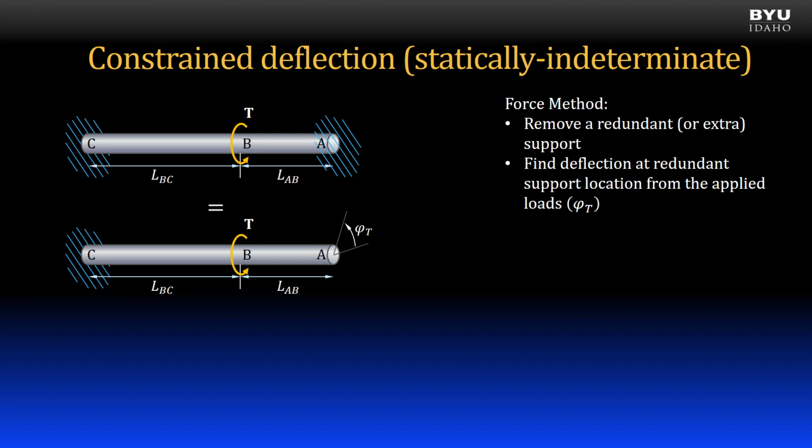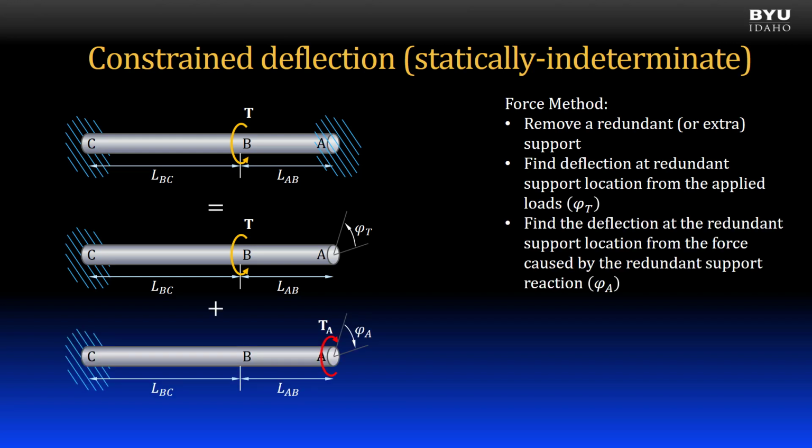Next, I find the deflection at the redundant support location from the applied loads. The deflection is shown as phi sub t acting at point A. Then I redraw the member. At the location of the redundant support, I place the support reaction that is actually occurring at that point in the original problem. I don't know its magnitude, so I will call it T sub A. I find the deflection at the redundant support location from the force caused by the redundant support. The deflection is shown in the image. It is phi sub A.